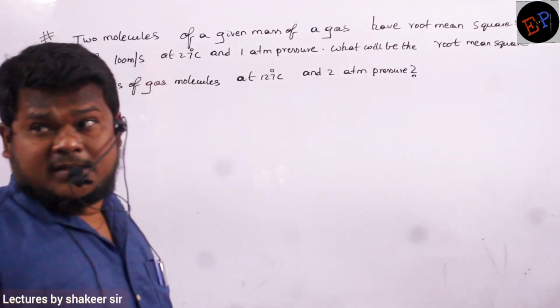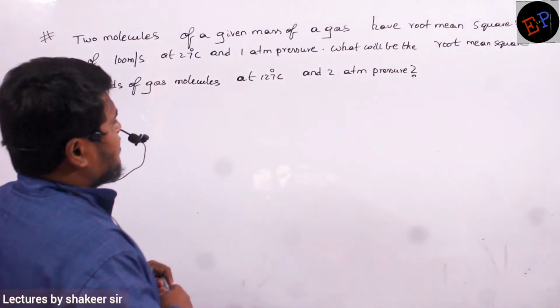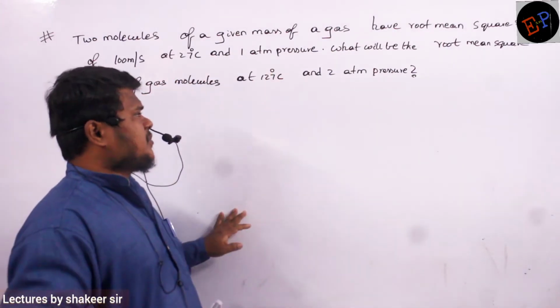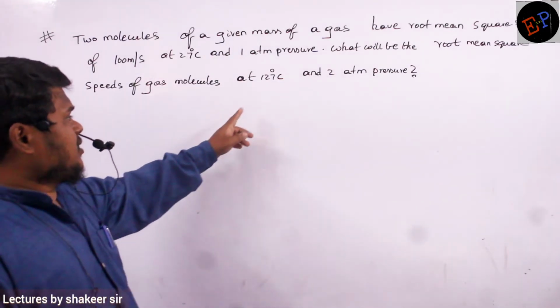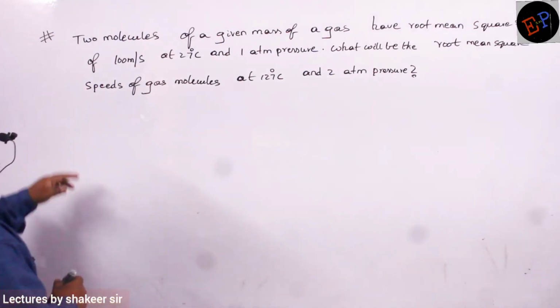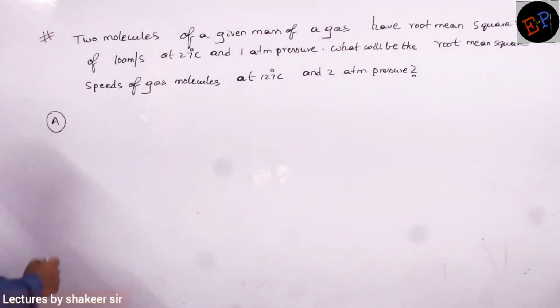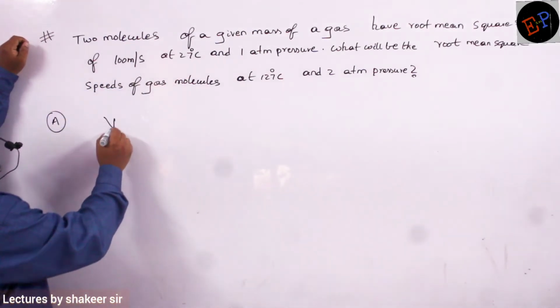So see this question. Two molecules of a given mass of a gas have RMS speeds of 100 at 27 degrees Celsius and 1 atmospheric pressure. Then what is the RMS speed of gas molecules at 127 degrees Celsius and 2 atmospheric pressure? So there are two molecules, their RMS speeds are 100 at 27 and 1 atmospheric pressure. The question is given on temperature, speed and pressure, so I will take this equation.